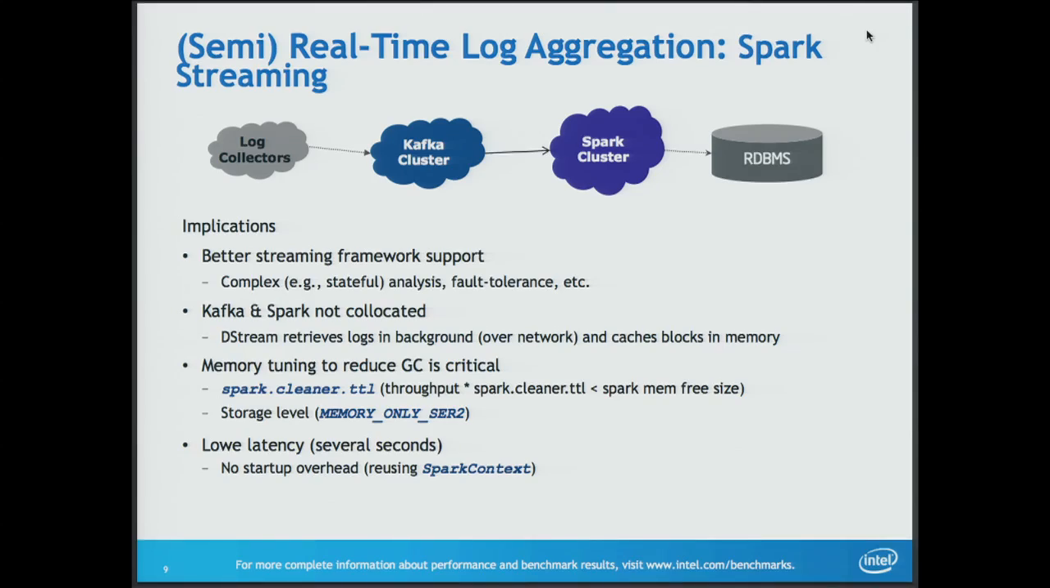And again, in Spark Streaming, it will cache the data in memory, so a lot of effort has been spent on memory tuning to reduce GC, to clean up the metadata, and so on. But it gives us even lower latency, because in this case we can reuse the Spark context, which reduces the startup overhead. Actually, there is no startup overhead in this case, so we can reduce it to, I think, a couple of seconds latency.